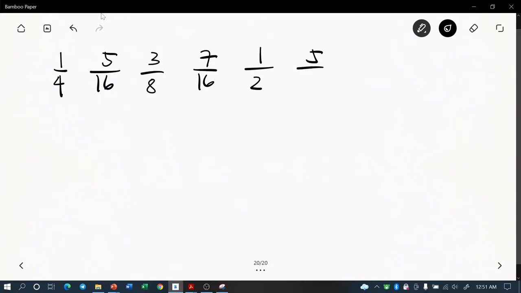So 1/4, 5/16, 3/8, 7/16, 1/2, 5/8, 3/4, 7/8, and the 1. Okay, so we have computed the D sub I as 2.66 inches.